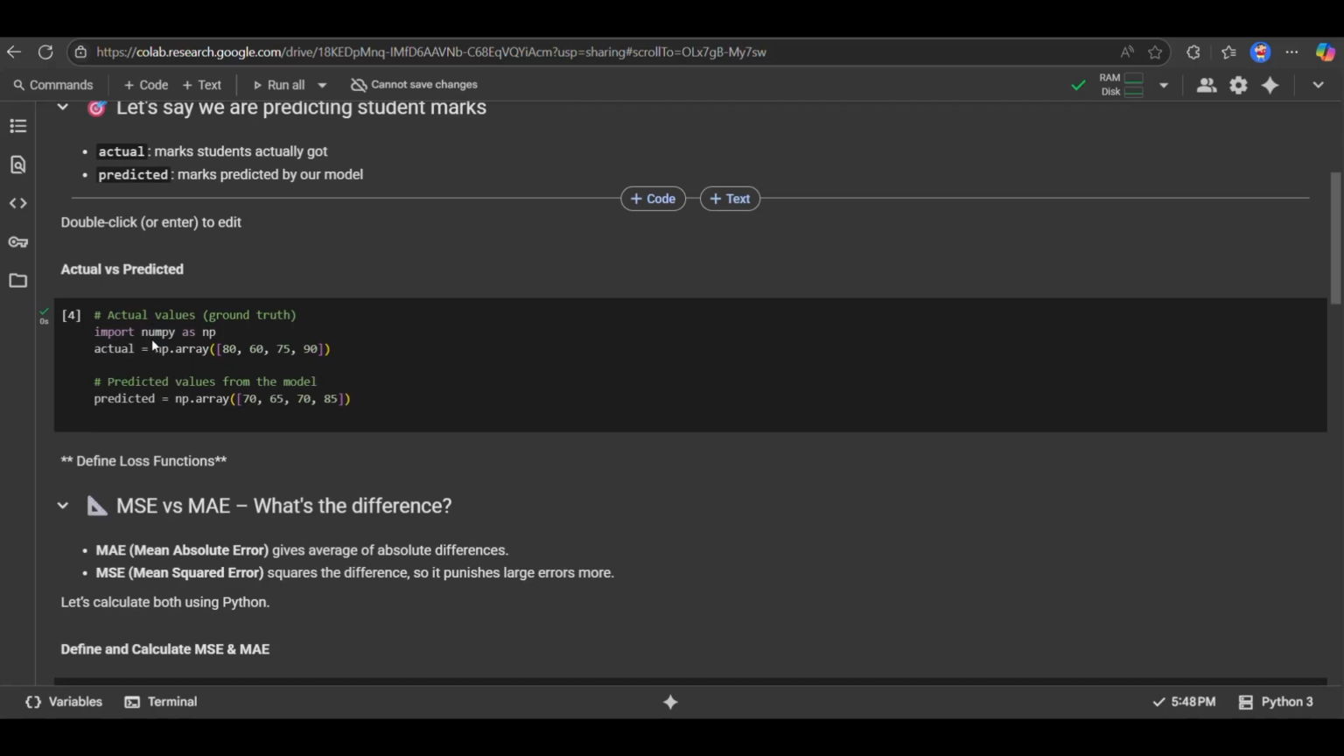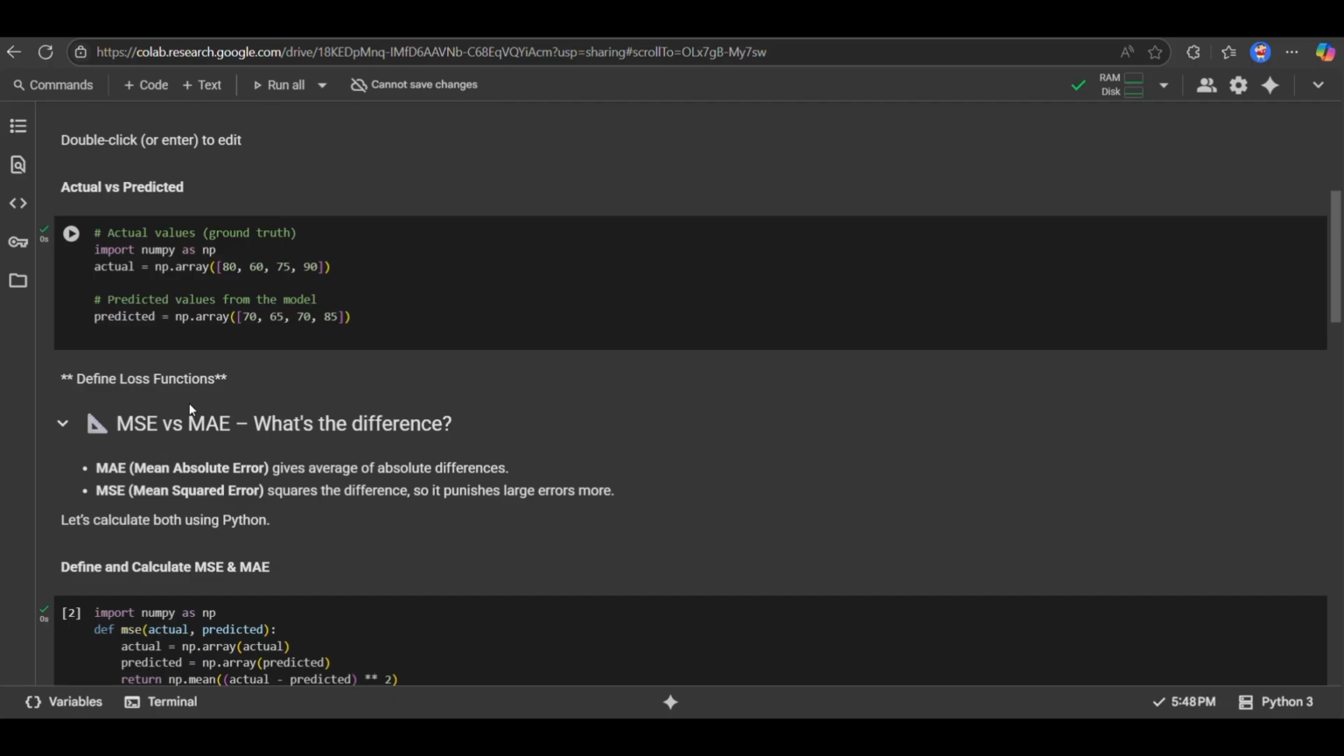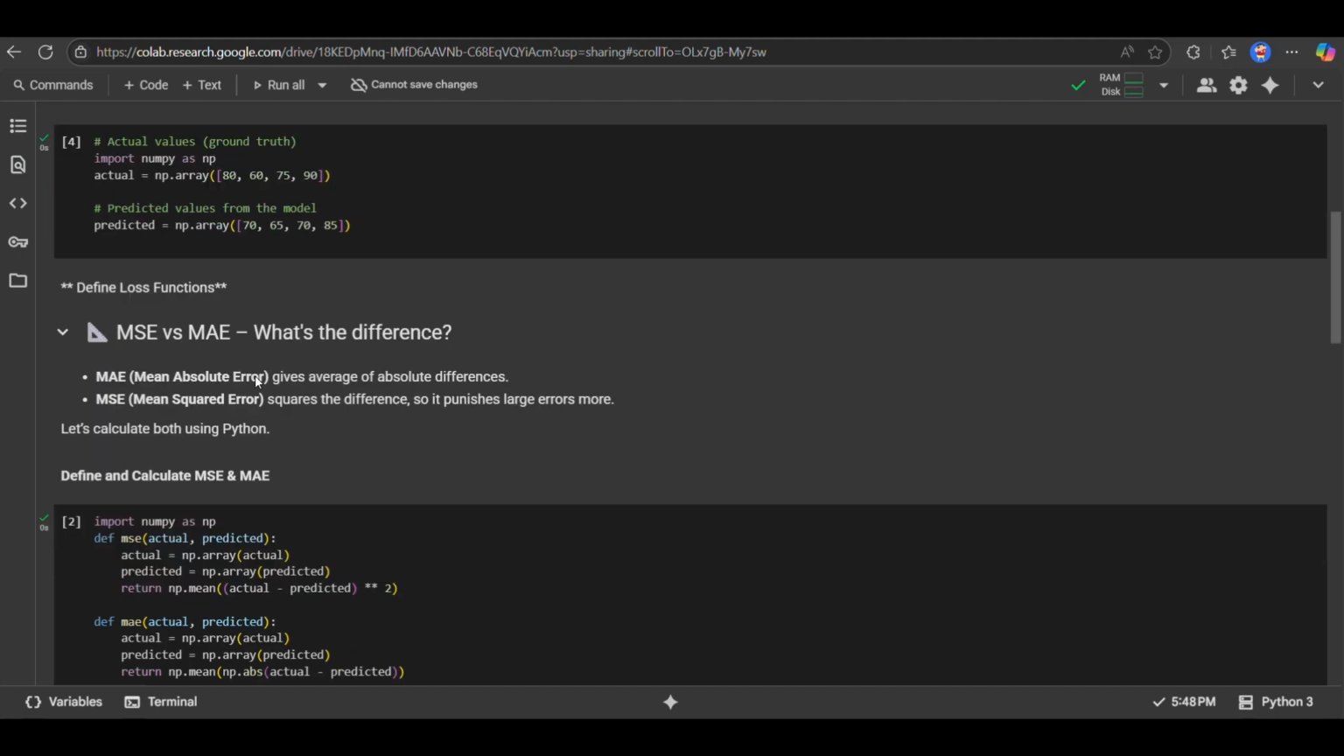So here we have taken two simple arrays. The first one is the actual one, which is the real data, let's say marks scored by the students in a test. And the second one is the predicted one, what our model predicted their marks would be. And now we'll calculate how close or far our model's predictions are from the actual values.